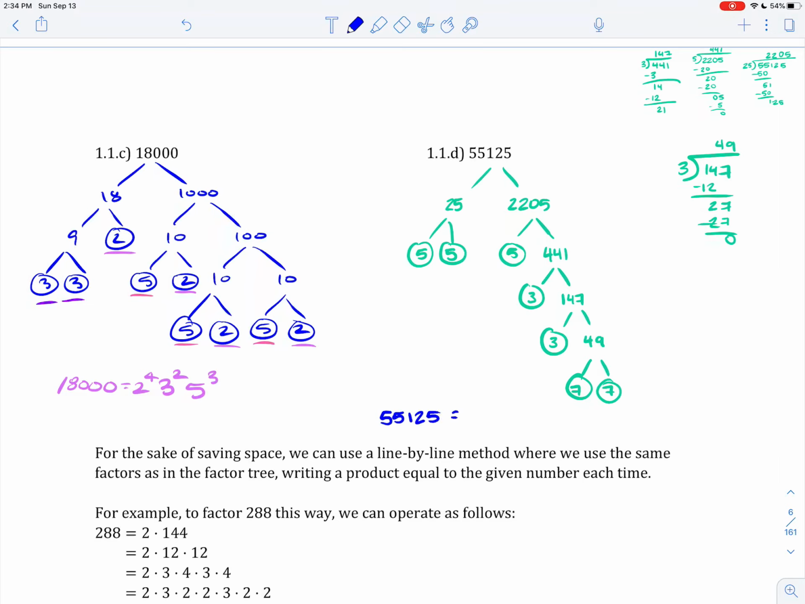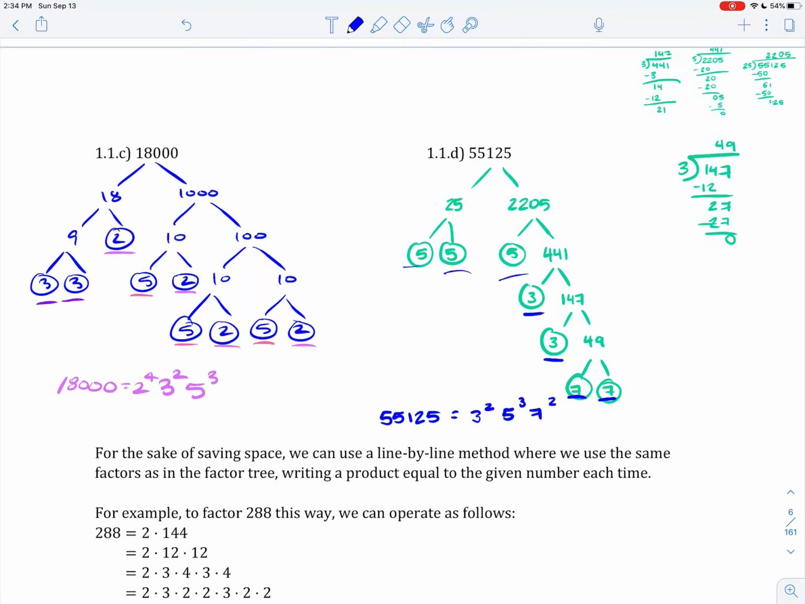All right, so here I have 55,125. There's no 2s here, but I have 2 3s, so I can write 3 squared. I have 5 cubed, and then 7 squared. So I could write 55,125 is equal to 3 squared, 5 cubed, times 7 squared. Awesome. So that's how we do some factor trees.